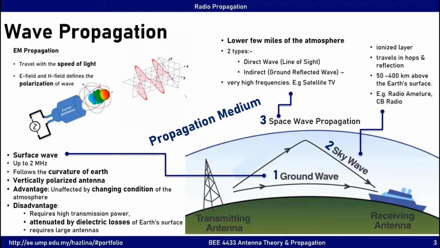Type 2 is the indirect or ground reflected wave, in which the waves are reflected by the Earth's surface as they propagate between the transmit and receive antennas. Space wave propagation mode is used for propagation of very high frequencies such as Ku band satellite television.